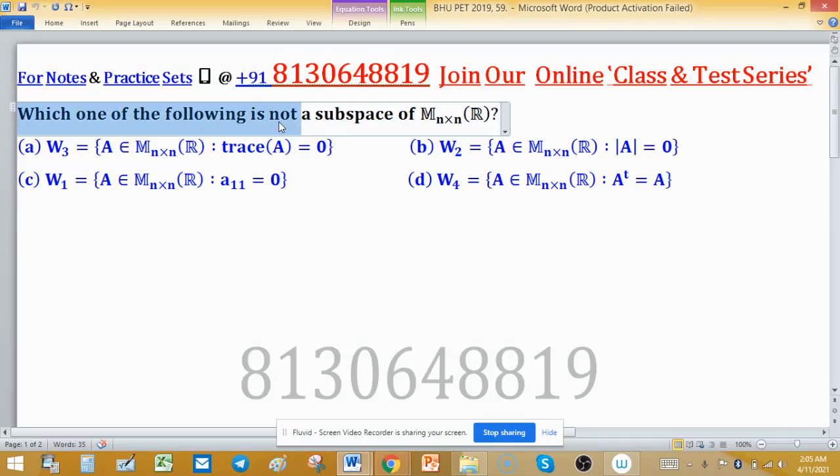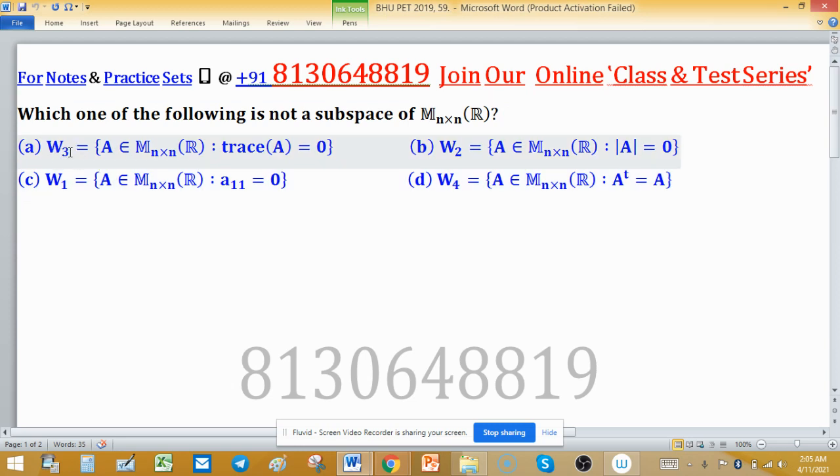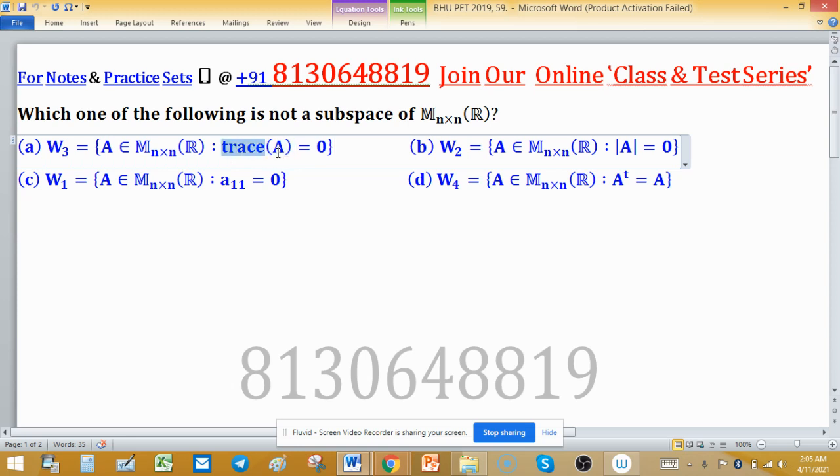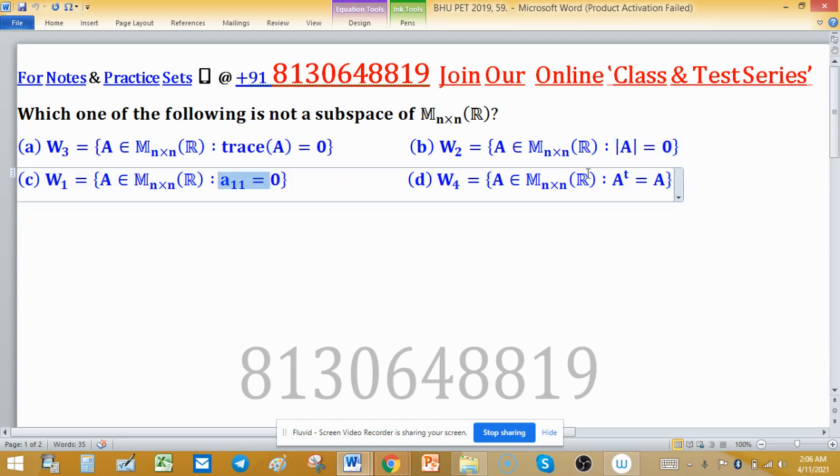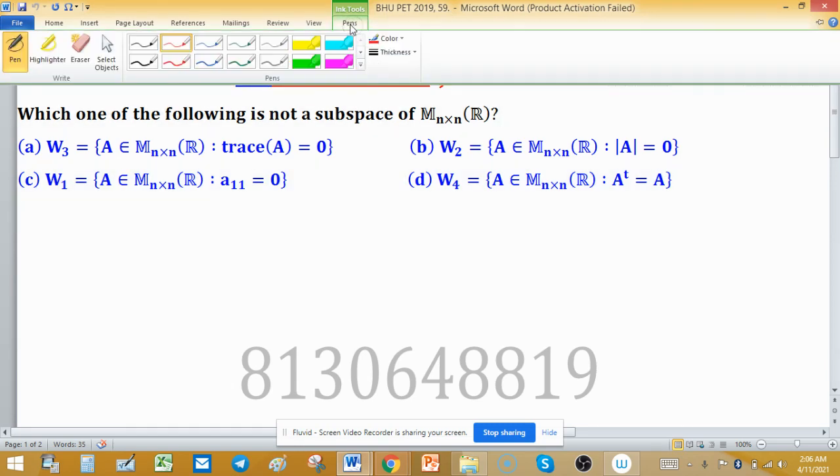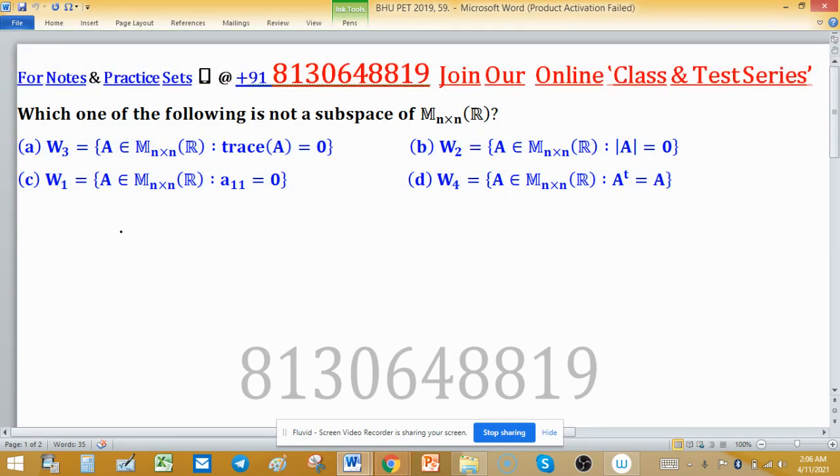Which one of the following is not a subspace of square matrices over R? For the options associated with this problem, W3 is the set where trace of A is 0. If A belongs to W2, then determinant of A is 0. In W1, the first element is 0, and in W4, the transpose of the matrix is the same as the given matrix. So we test these options one by one and reach the final answer.